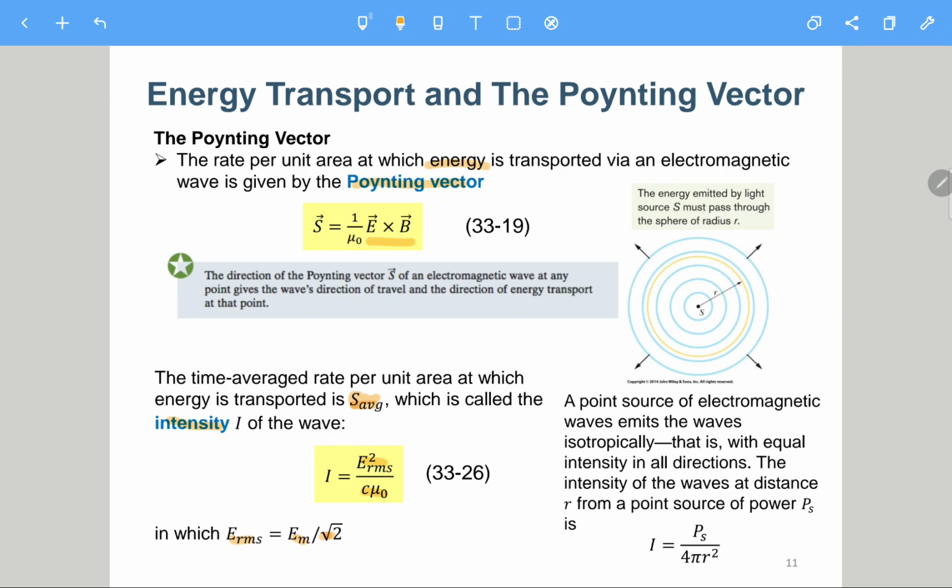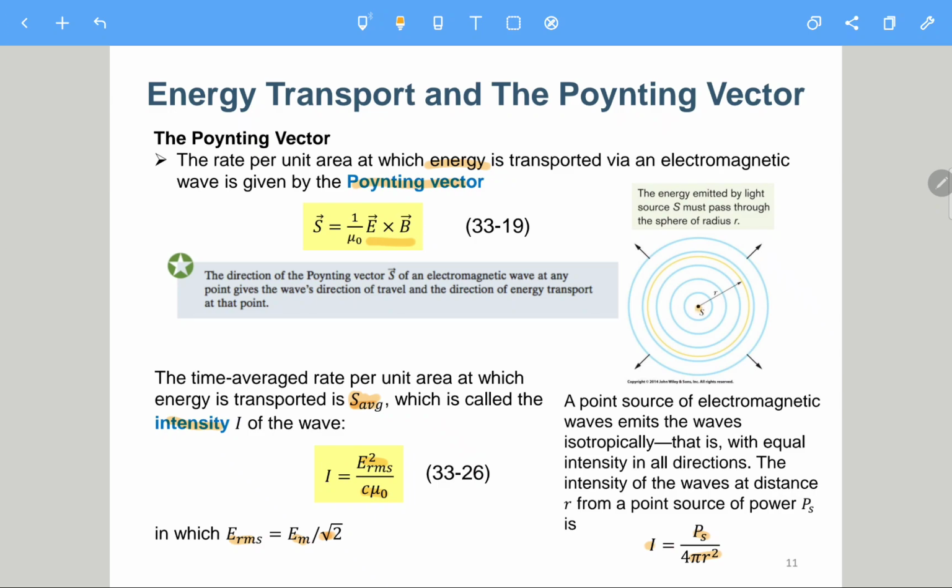So there will be a factor of 2, and then we need to take the square root of it, so that we have a factor of 1 over square root of 2. Yeah, so here we have E_RMS squared over c mu naught. And also, we have another expression, which is I equals P_S over 4 pi R squared.